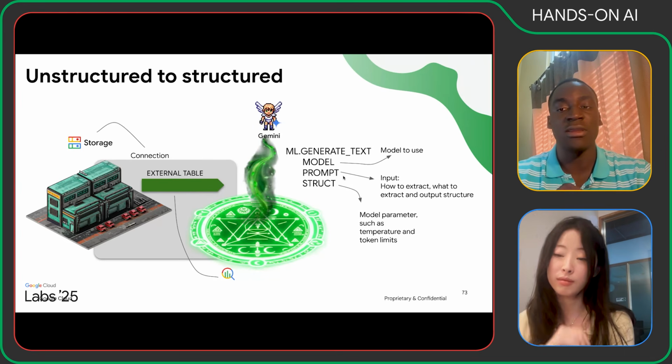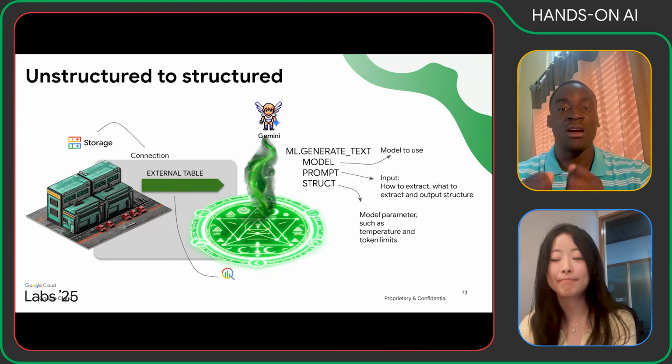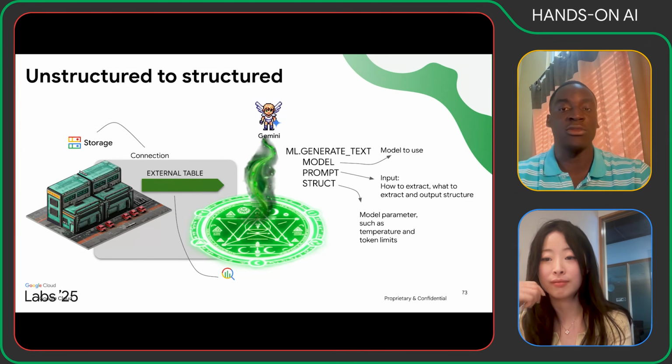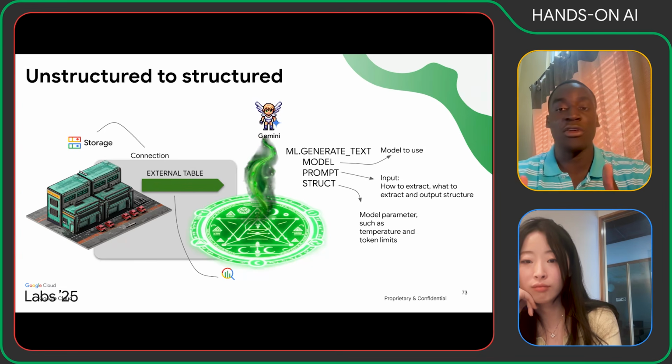You pass in the prompt of what you want to do. In our particular case, we're going to be prompting Gemini to take unstructured text files and convert them into structured JSON. And then you can provide other parameters such as temperature, token limits, and so on. So that's pretty much all we're doing.